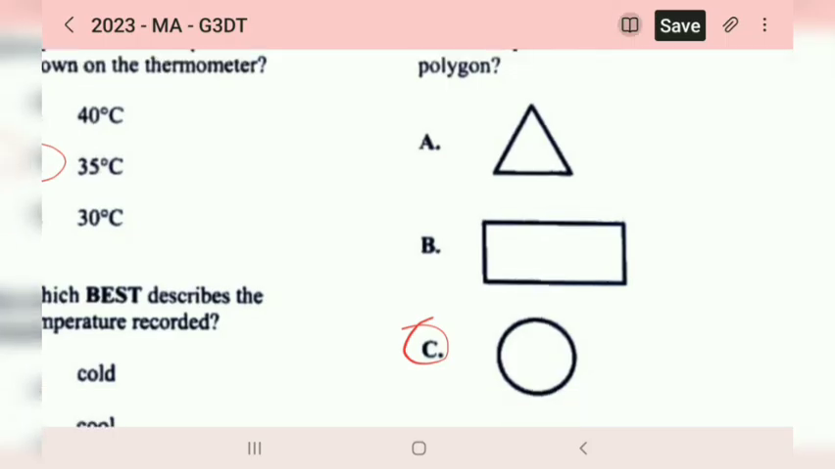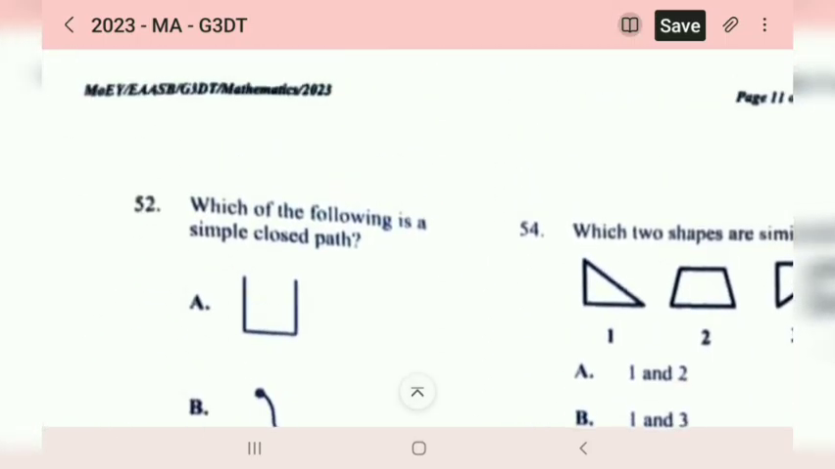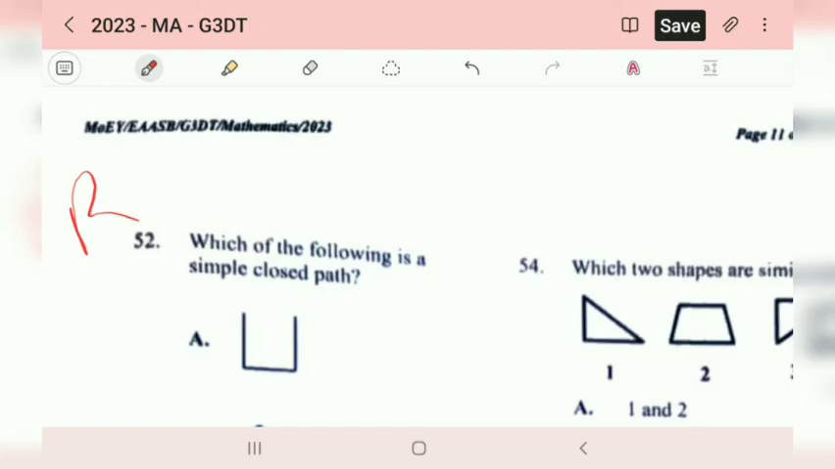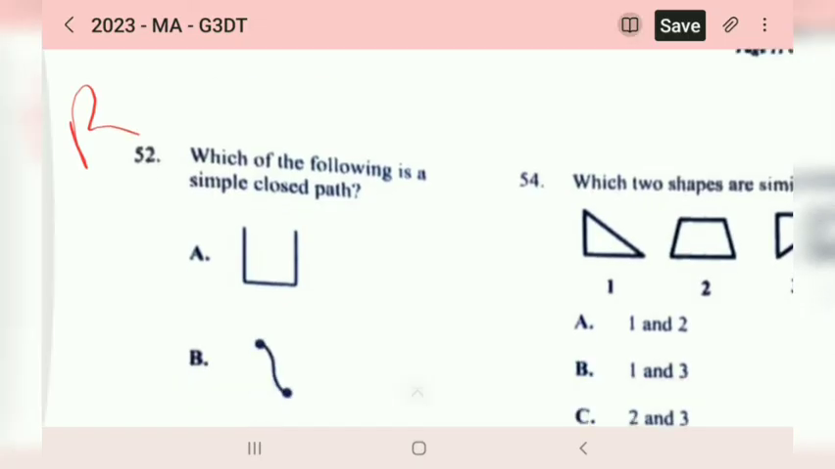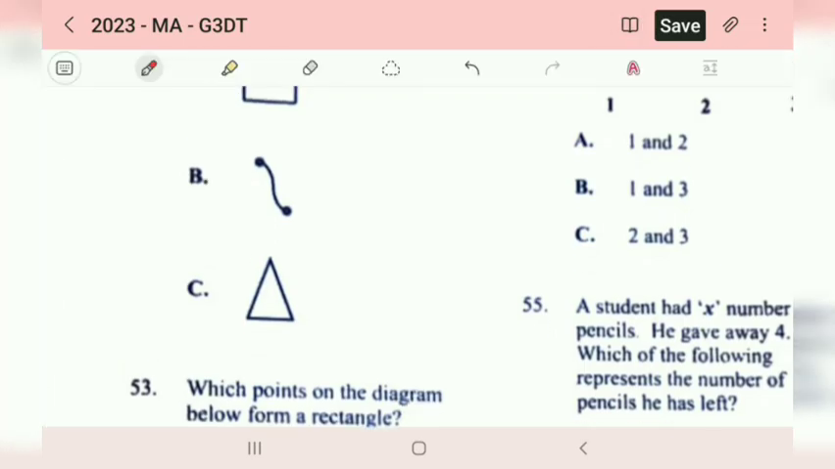All right, let's move on. This one is also a repeat. 52 is a repeat, a big R. I know they're asking for the closed path. So which of the following is a closed path? Which one locks up? It's C.